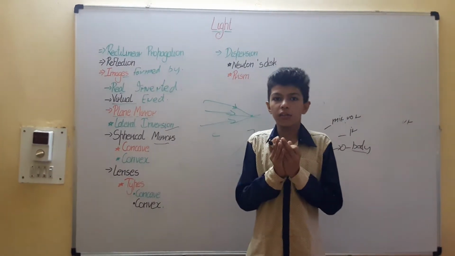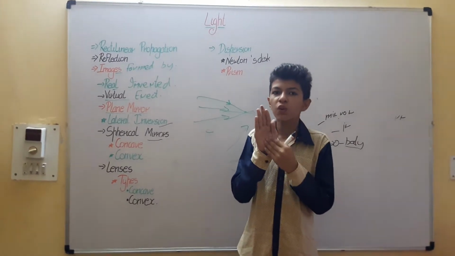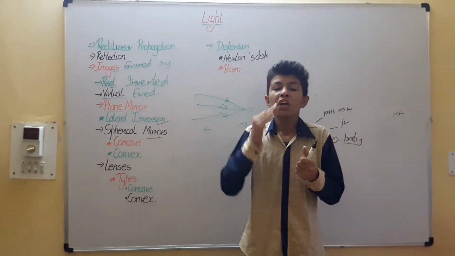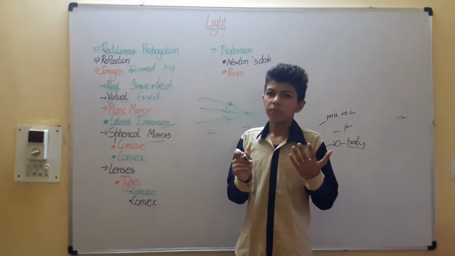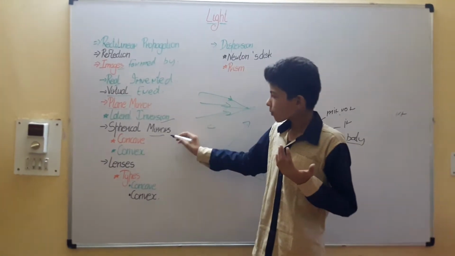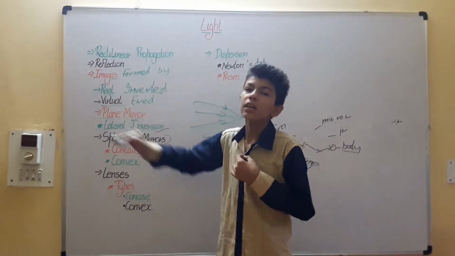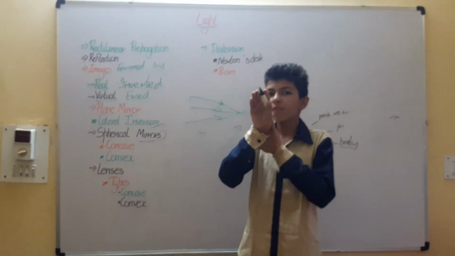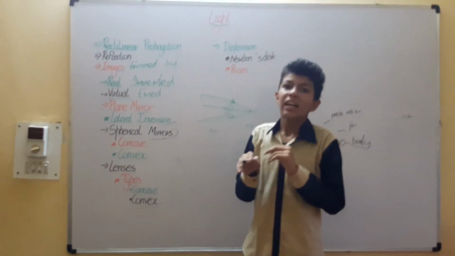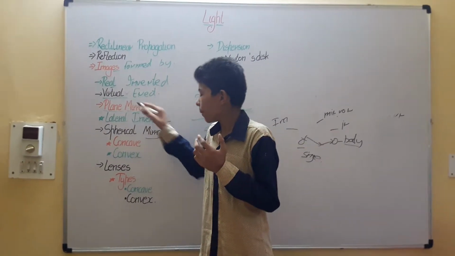Have you played with a spoon? When you see the inner surface of the spoon, your face gets inverted. So the image formed here is inverted, so it is a real image. And when we see from the outer covering, it is an erect image, and it is called a virtual image.